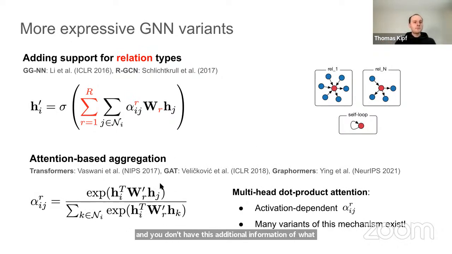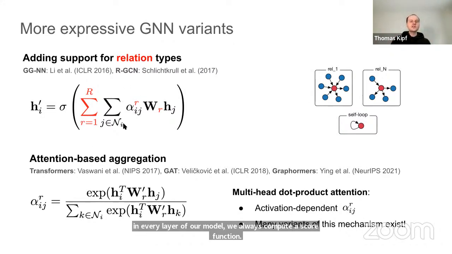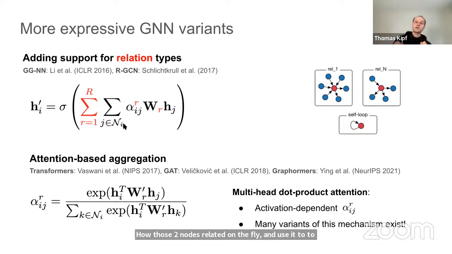And so again, this bilinear product here basically tells you how node I and node J are related under this relation type, which is very similar to what we've seen for these graph embedding learning methods. But now we put this little score function in every layer of our model. We always compute a score function, how those two nodes are related, on the fly, and use it to weigh the importance of those neighbors. And that effectively gives us a very powerful update rule for graph neural networks.